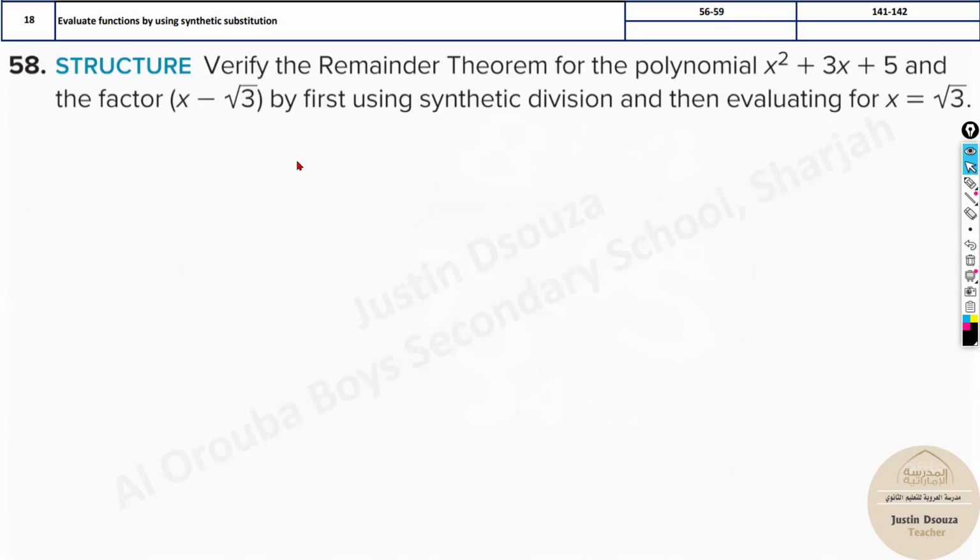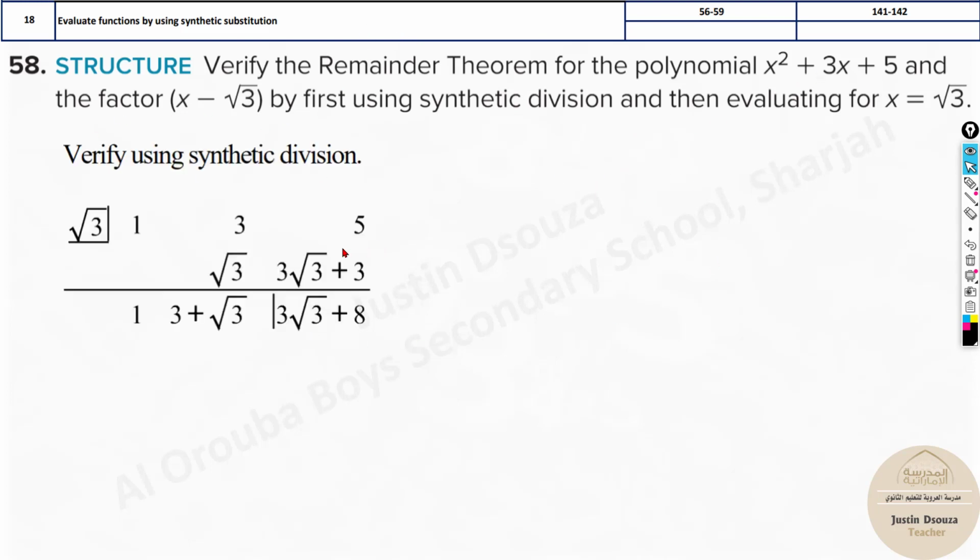And over here, this is a very straightforward problem, like what we just did on problem number 56. So please do this by yourself. It's just synthetic division. Over here, you have to use root 3, same thing. Don't worry about anything. 1 comes over here, multiply. Add 3 plus root 3, again multiply right over here, and then simplify it.